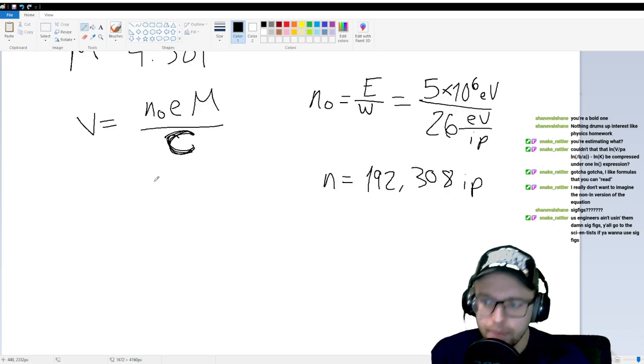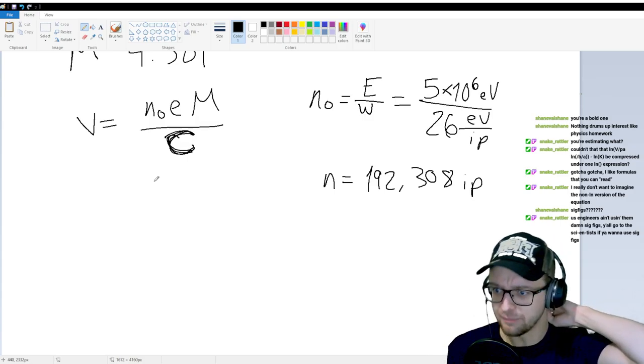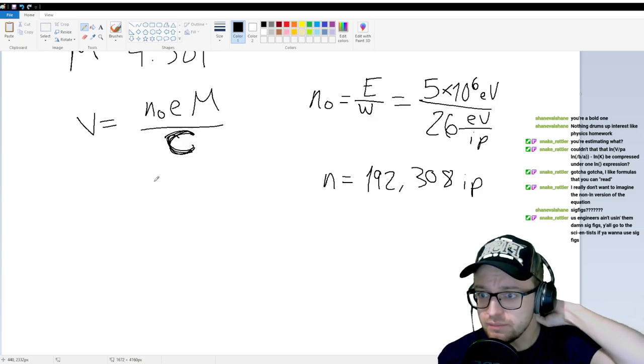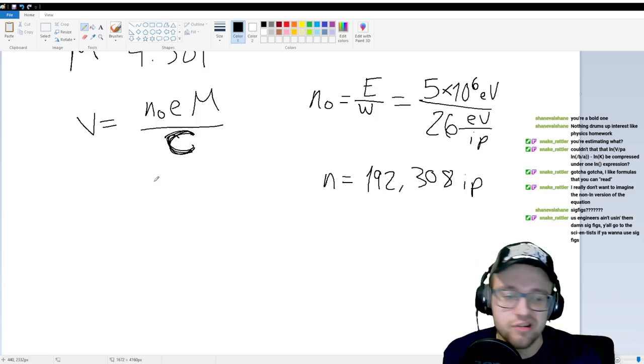We know that this pulse should probably be on the order of millivolts, I want to say. Us engineers ain't using them damn sig figs. Y'all go to scientists if you want to use them sig figs.